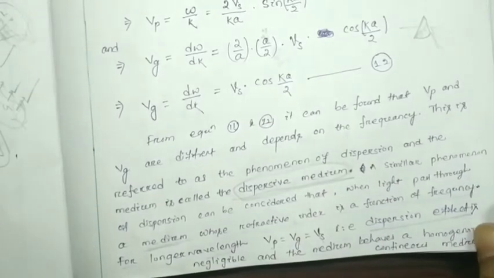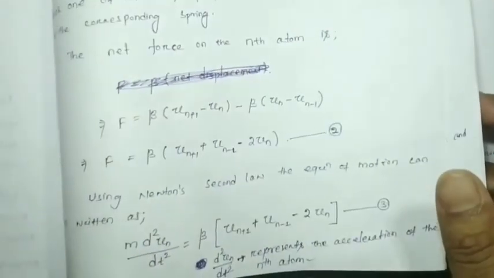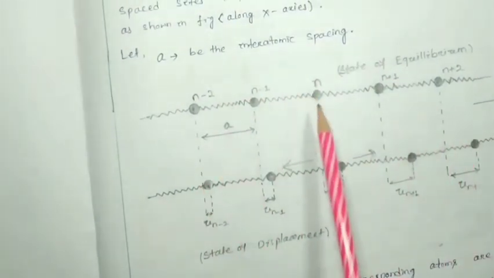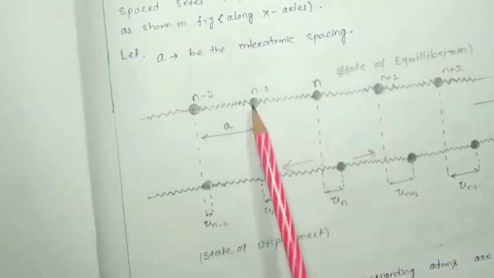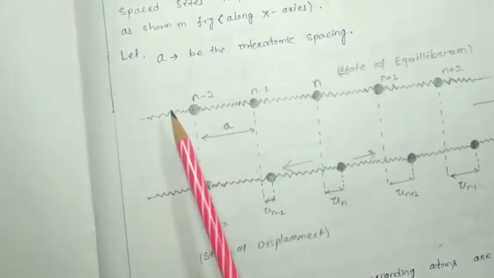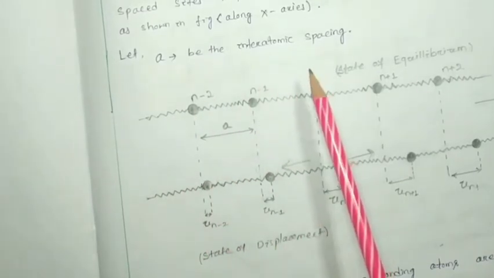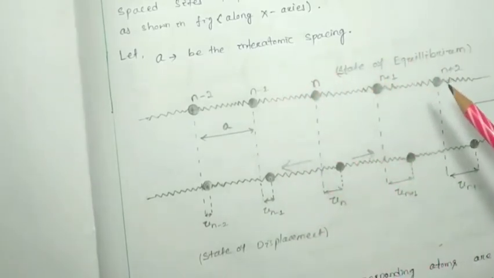That means I can say that here, in the one-dimensional lattice we have considered, all the atoms are moving with different orientations. Suppose this is moving in this direction, and at a particular instant this is moving in that direction, with different frequencies. So we are going to get many waves with different frequencies, and the so-called medium will be called a dispersive medium.